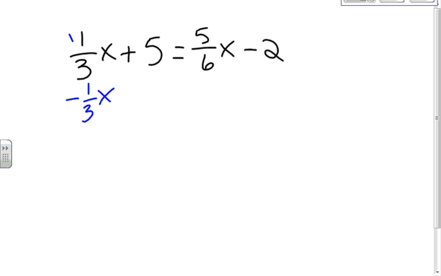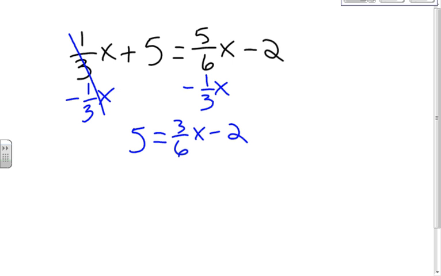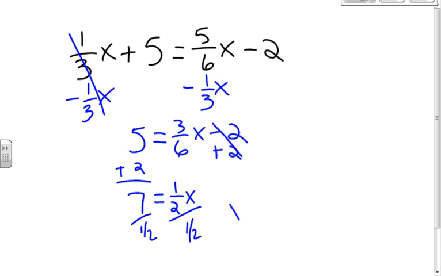So I'm going to do minus 1/3 x from both sides. You have to remember your rules for subtracting fractions, but 5 over 6 x minus 1 over 3 x is 3 over 6 x minus 2. Add 2 to both sides. And I get 7 equals, I'm going to reduce this 3 over 6, I don't like it, so I'm just going to write 1/2 x. If you leave it, that's fine. And then there are two ways I could do this. I can either divide both sides by 1/2, or I can just multiply both sides by 2, but let's just divide by 1/2. x equals 14.